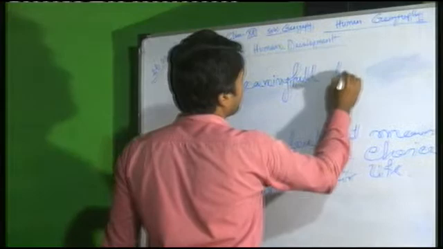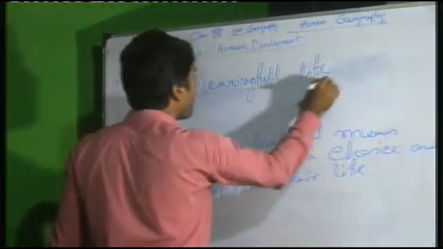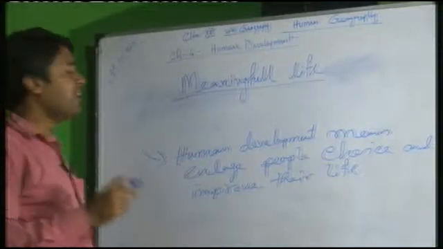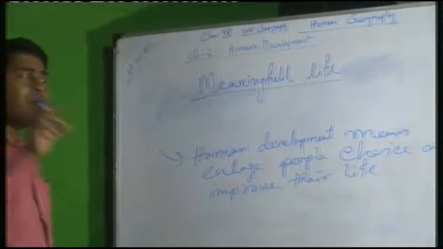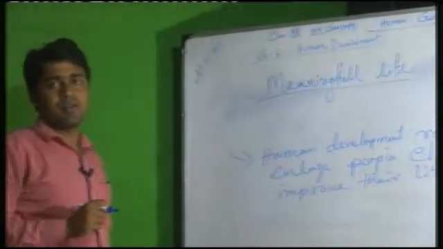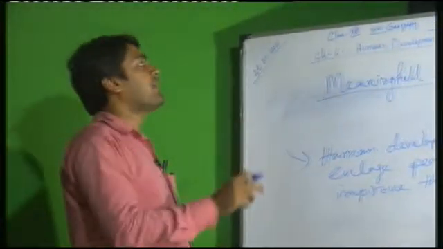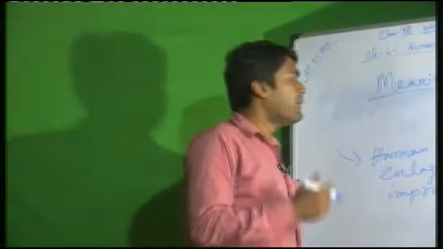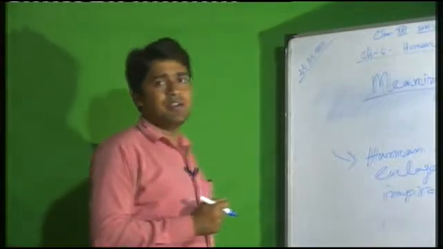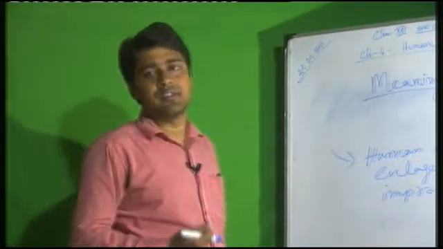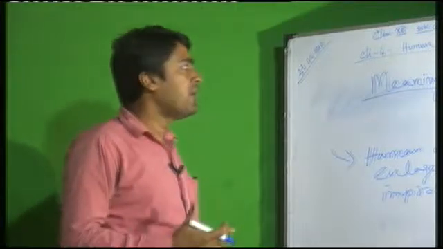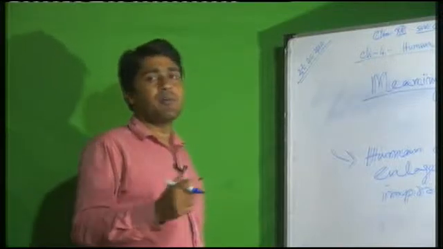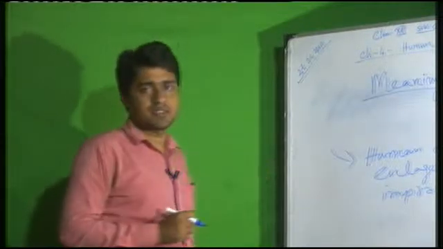Meaningful life. Here, a meaningful life is not that people live for a long period of time. It is about how many years people live, and during that time, people get different types of opportunities and facilities. That means people have the capability to get different types of opportunities. So how do people get these opportunities? When people have sufficient money or sufficient resources.